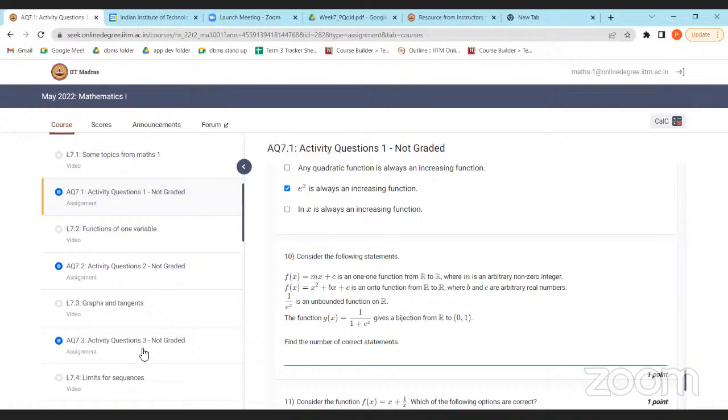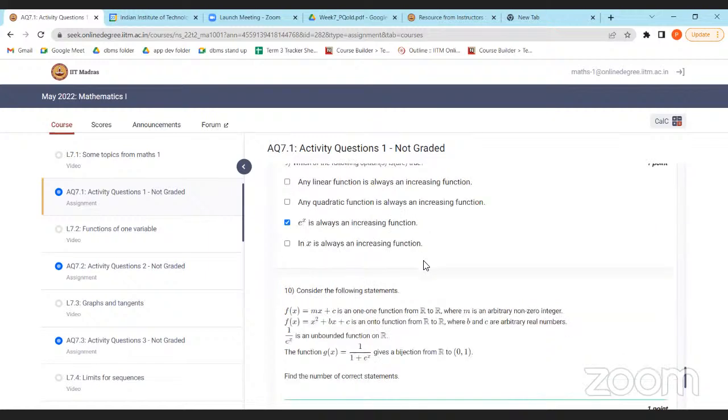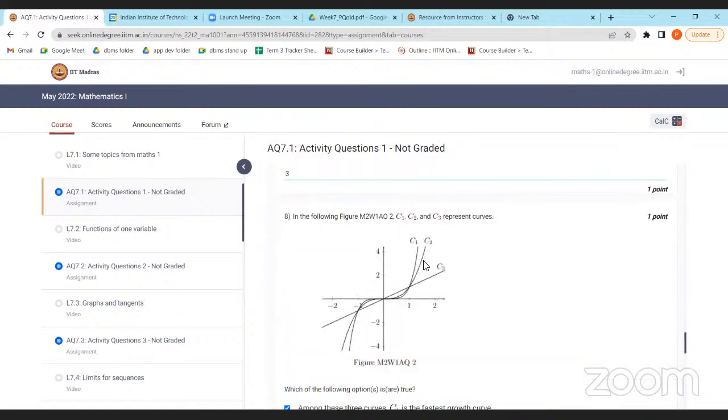What is onto? For every value of y, if the function f belongs to, say, R to R, so from the domain to the codomain, then for every value present in the codomain there exists a pre-image in the domain. So that is onto. Yes, sir, I get it. Now, next.